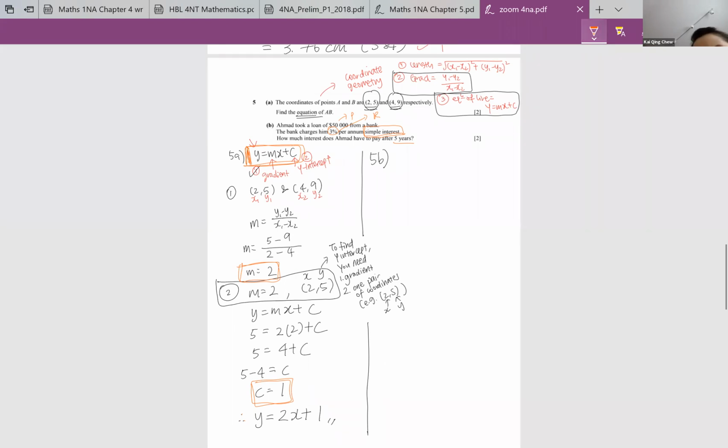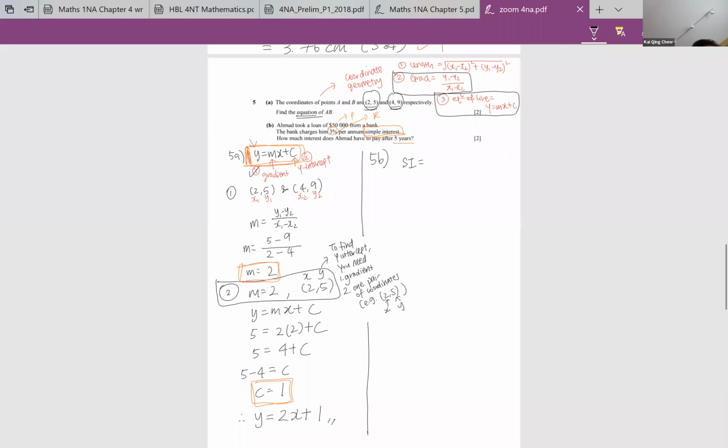Anyone here remembers the simple interest formula? Bumpo just came in. I'm going to ask him. Scare him. Hi, Bumpo. Hello, Bumpo. Remember what is the simple interest formula? Yes, what is it? Try. Did he just leave? Forgot already.